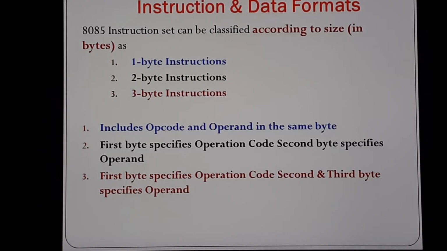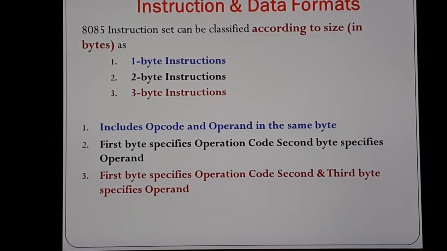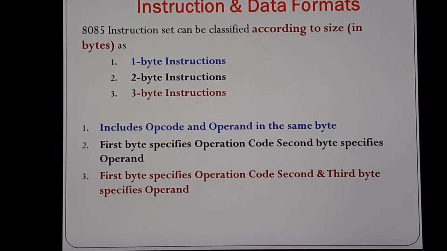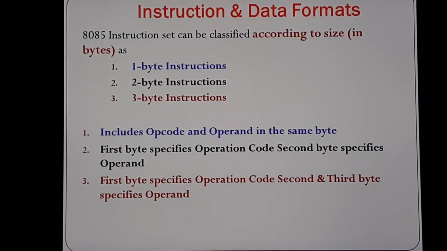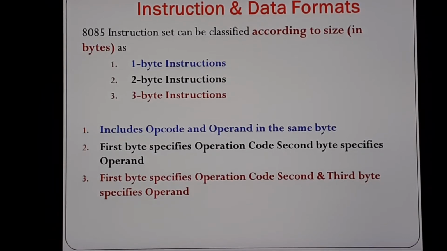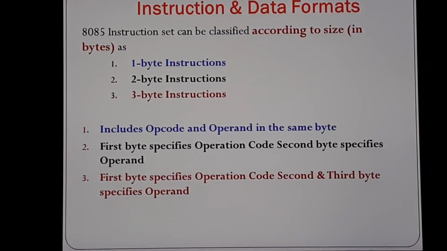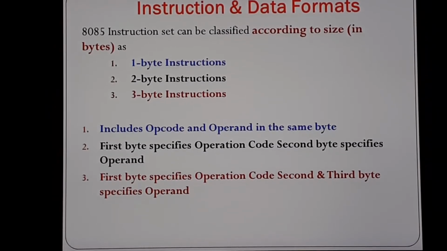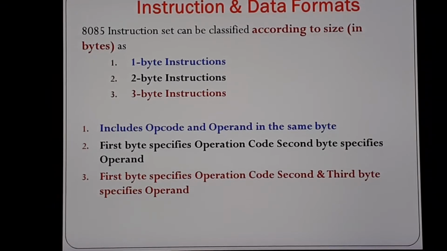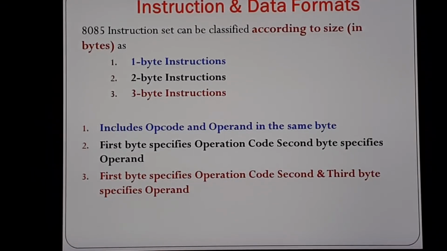1 byte instruction means the operation code and the operand that we write are on the same line or same byte. So there is no operand written separately in the second line. Only in one line we write that, or you can say there is no data at all. We only write the register. Hence it is said to be a 1 byte instruction. 2 byte instruction means it contains data compulsorily of 8 bits. So it takes 2 bytes: 1 byte for the operation code and the second byte for the operand, which is of 8 bits. Okay.